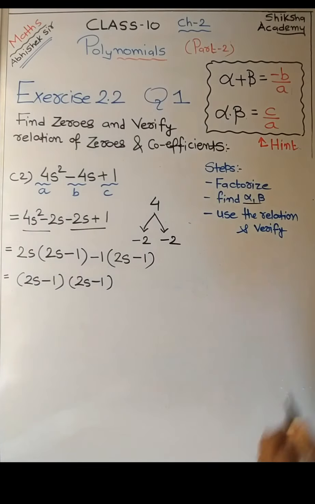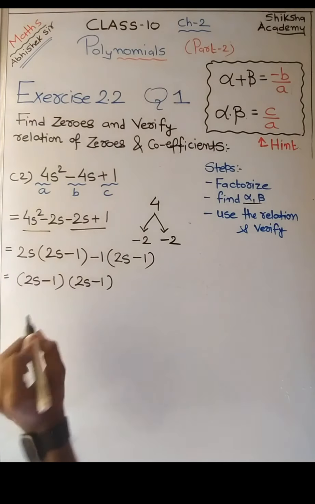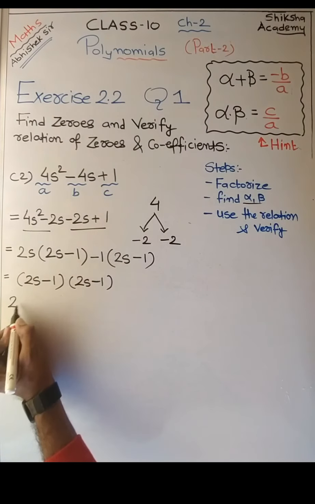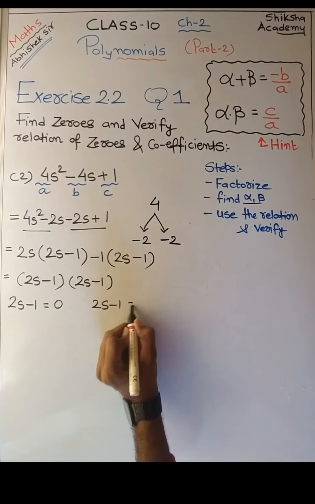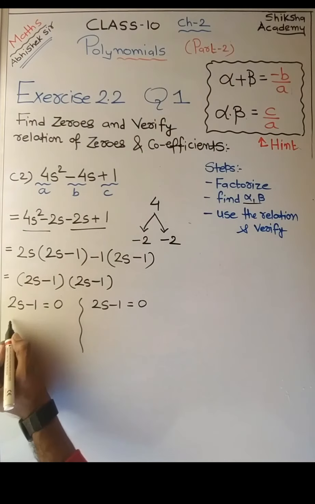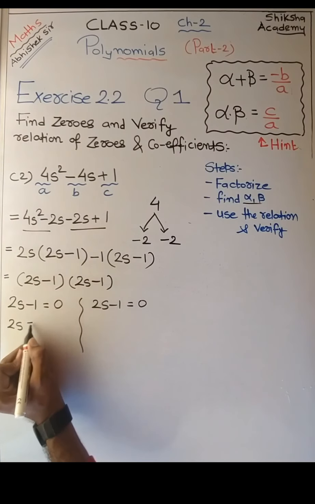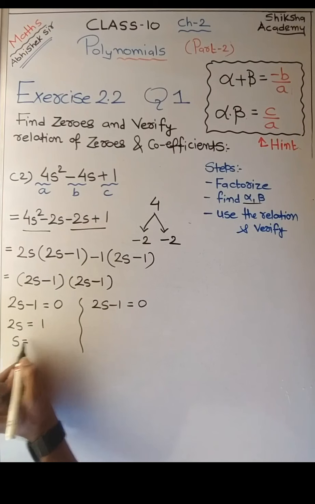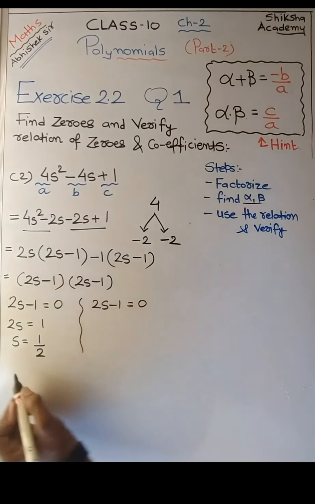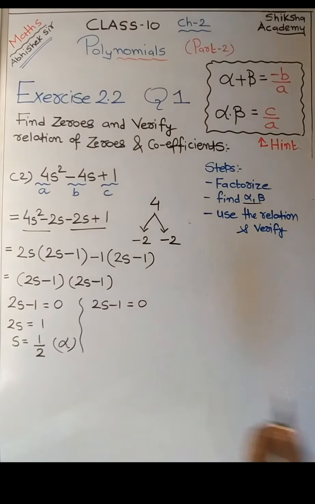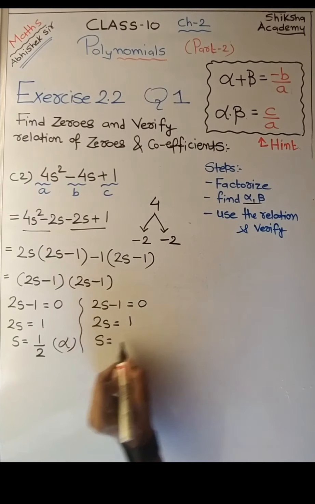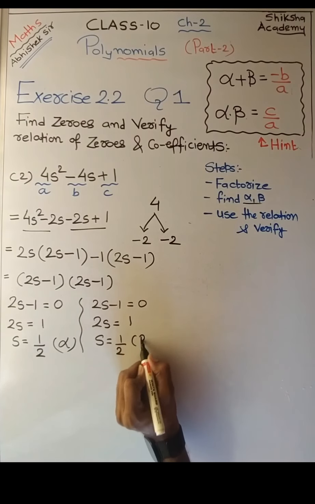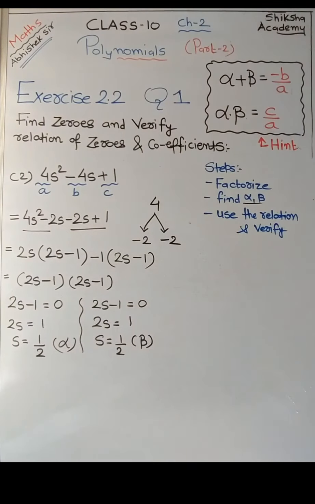Now for finding alpha and beta we need to convert it into the roots, right? So you just have to compare it with 0, taking -1 on this side, it will become +1, s will become 1 by 2. So that is our alpha. The next one again, that will be all same, 2s equals to 1, s equals to 1 by 2. Again this will be our beta, right?